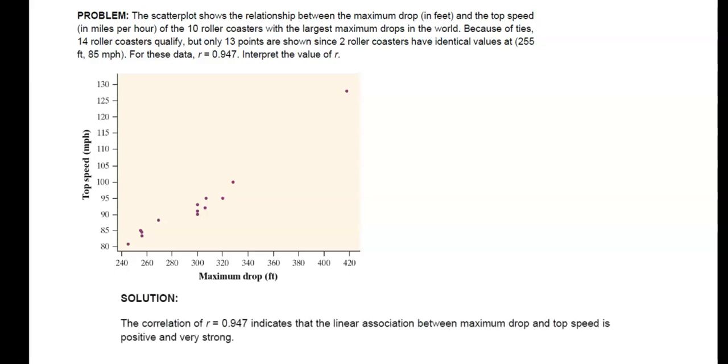So R equals positive 0.947 is the linear relationship between maximum drop and top speed of a roller coaster. And it's positive and strong, something like that. Let's see. Linear association between maximum drop and speed is positive and very strong.